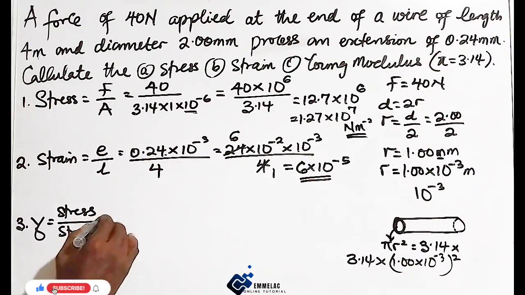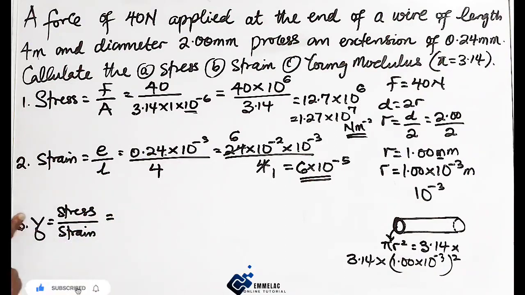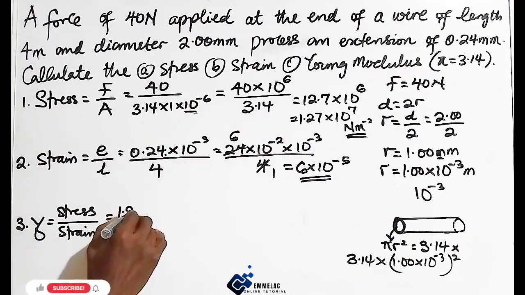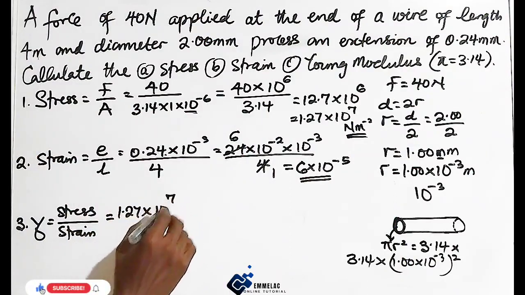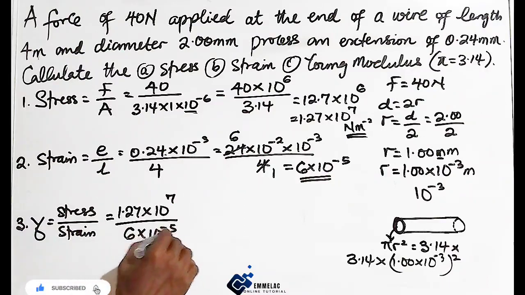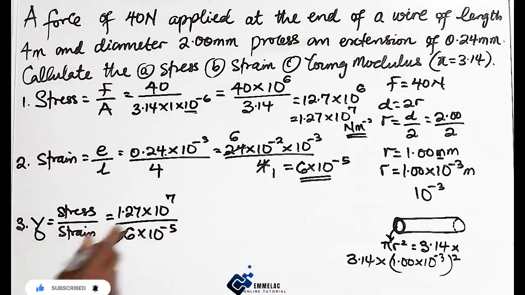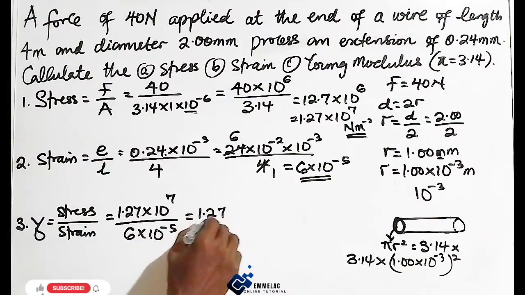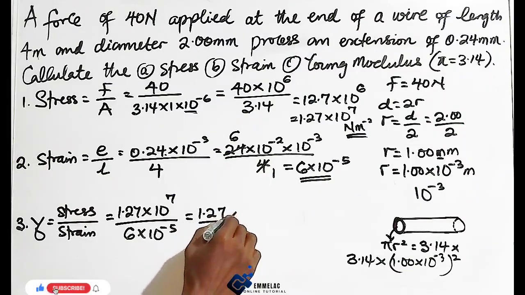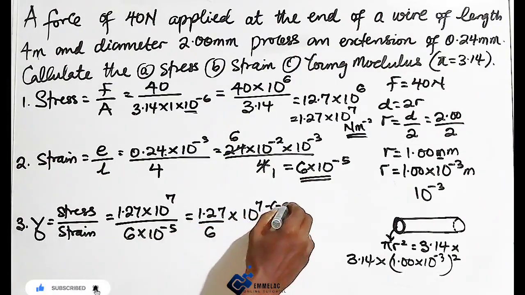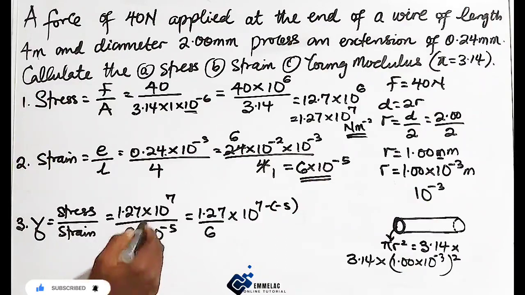So let us now solve the Young modulus. Now Young modulus is the ratio between stress and strain. Now for the stress, we are given it is 1.27 times 10 raised to the power of 7, all over 6 times 10 raised to the power of -5, that is strain. So here we can do this, the 1.27 divided by 6, times 10 raised to the power of 7. Now by division, we have -5, right, according to the law of indices.